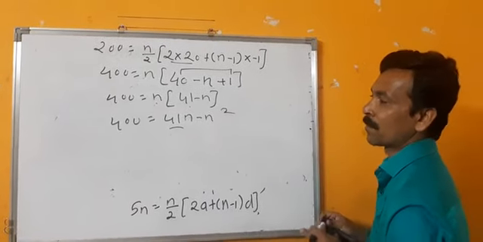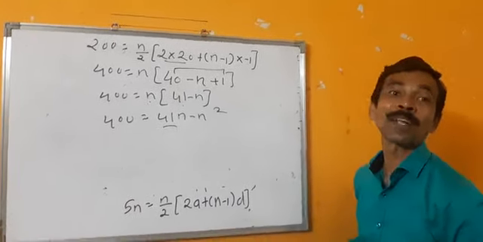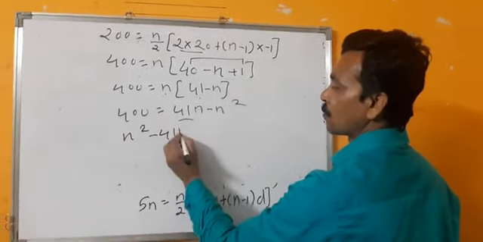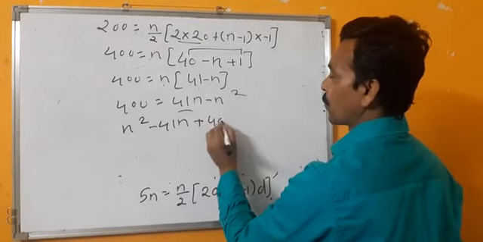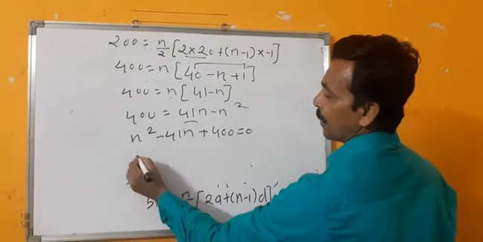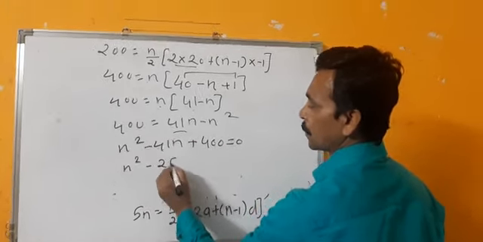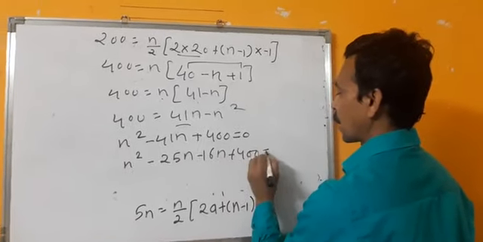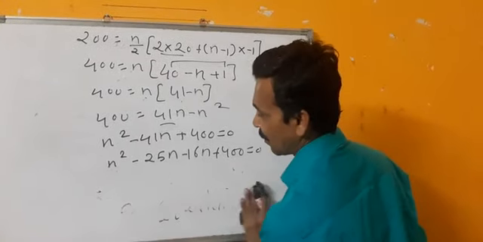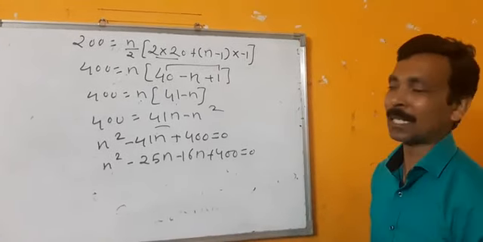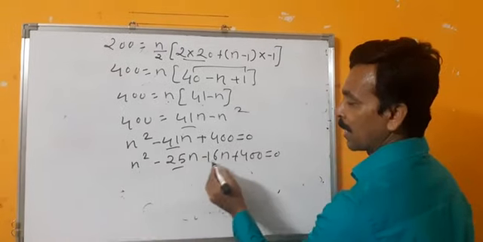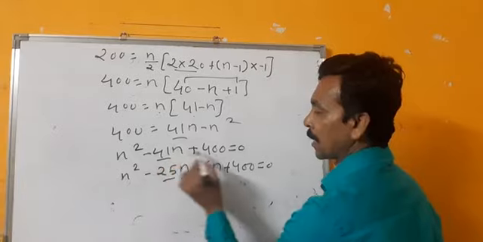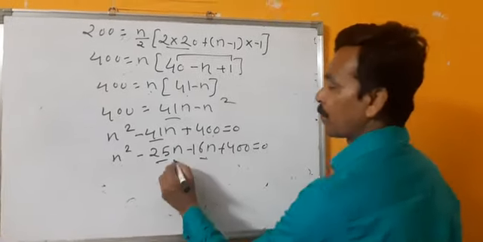We'll shift 41n minus n square to the left hand side. So it becomes n square minus 41n plus 400 is equal to 0. The factors are n square minus 25n minus 16n plus 400 is equal to 0. Means we have to split using the middle term. So minus 25 minus 16 is minus 41 and minus 25 into minus 16 is plus 400.